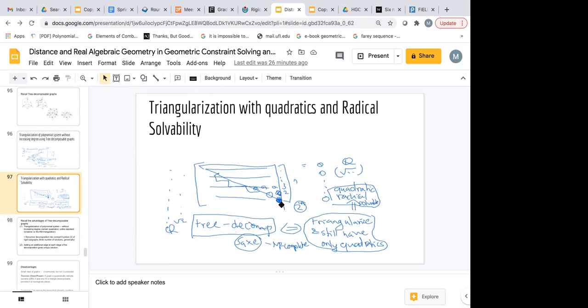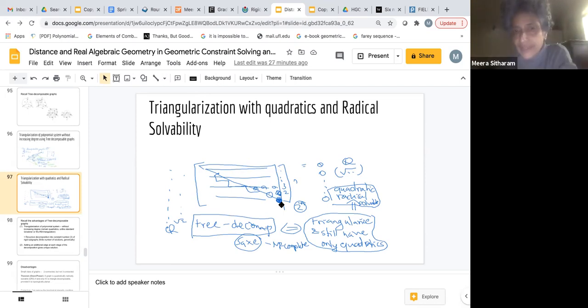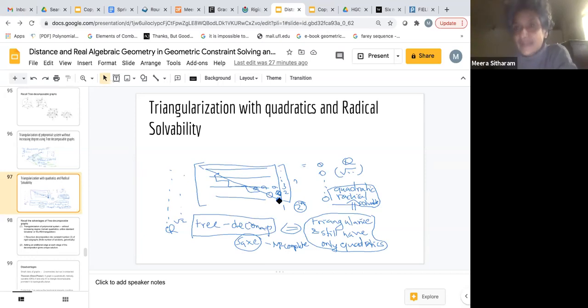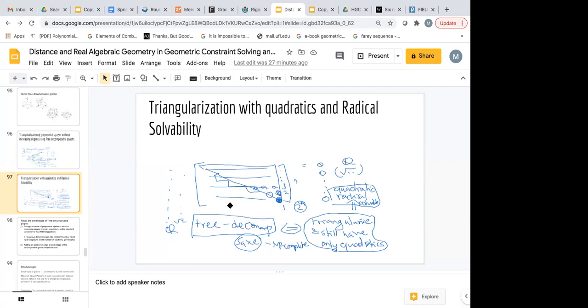Yep. Where n is the number of equations. But the point here is that the degree doesn't increase. Okay. So it's just the degree of each polynomial that you're solving? Exactly. The degree of each polynomial that you're solving remains quadratic. Okay, thank you.